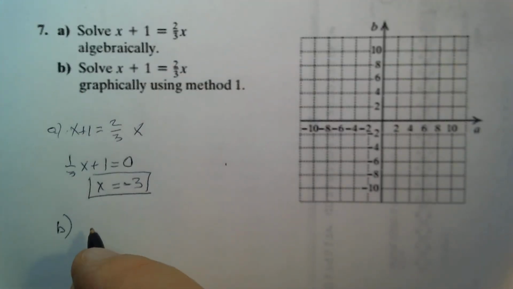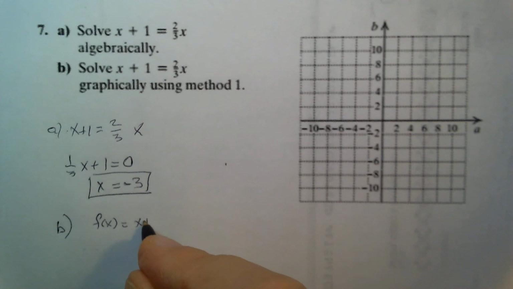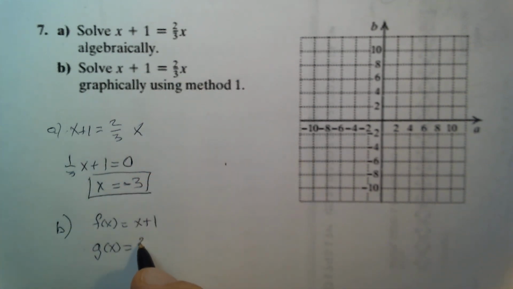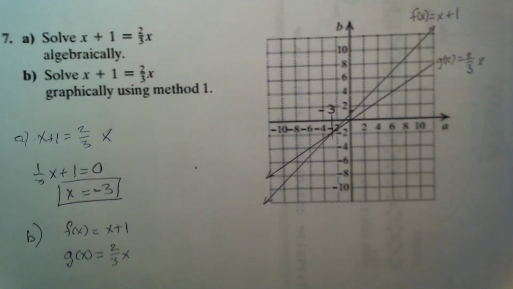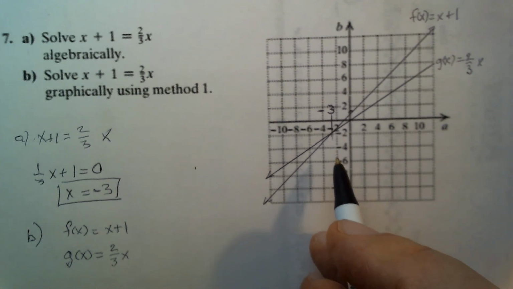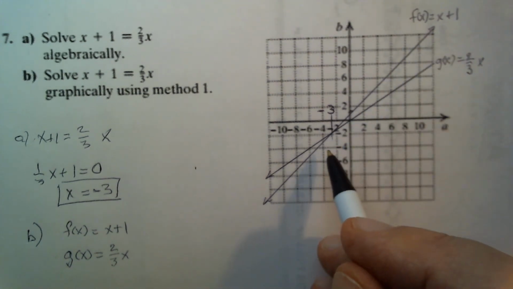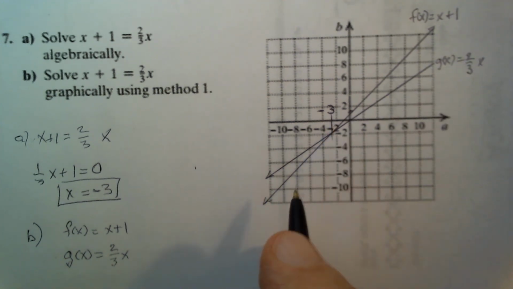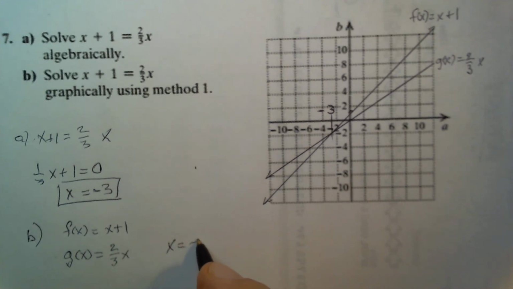For the b part, we let f of x equal to the left side, x plus 1, and then let's say g of x is equal to the right side, 2/3 x, and then we graph each of these functions. So when we graph these two functions on the same set of coordinate axes, f of x equals x plus 1 and g of x equals 2/3 x, we find that they intersect at the point x equals -3. So, of course, we have the same solution.